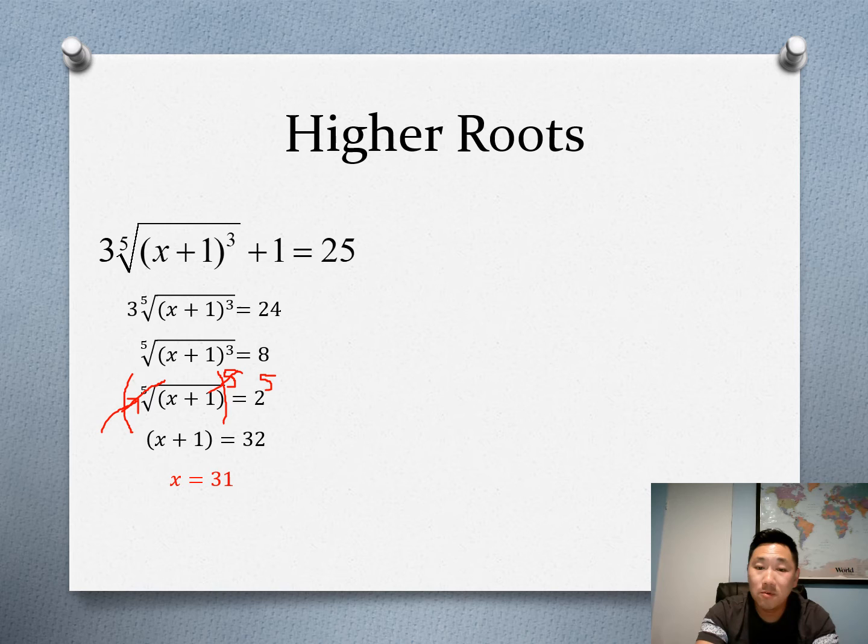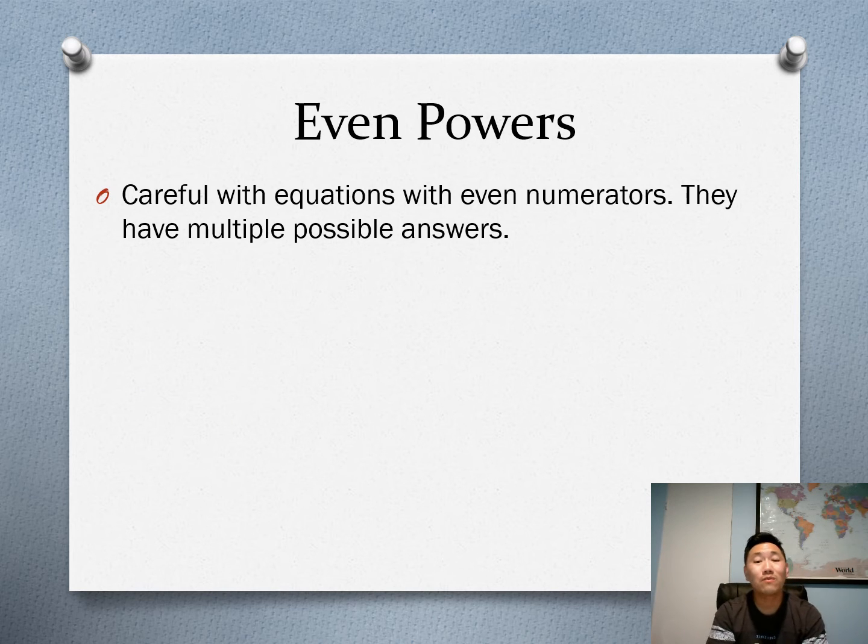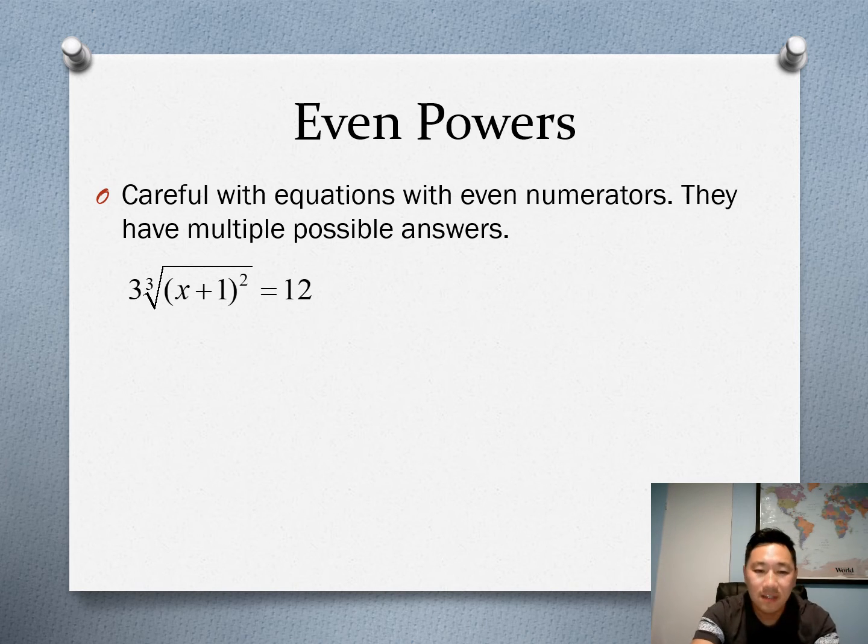All right, let's move on. What about even powers? You have to be careful with equations with even numerators in the exponent because you can get multiple answers from them. For example, this equation. Notice what we're talking about is this right here. It is an even number, so when that's an even number there, you have to be a little bit careful because you're going to probably get 2 answers. But let's go ahead and solve it.